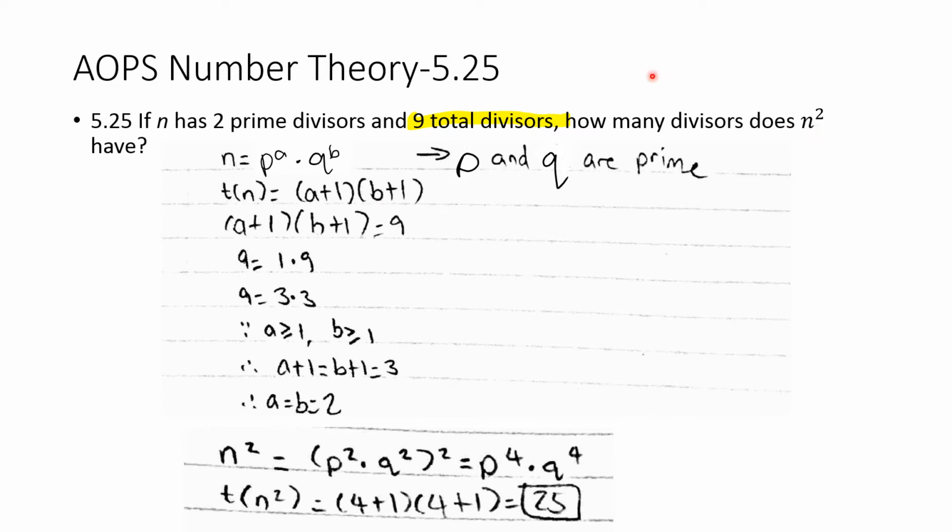So for the number of divisors n squared has, n squared would be equal to (p squared times q squared) in brackets squared, which is equal to p to the power of 4 times q to the power of 4. So the number of divisors n squared has would be (4 plus 1) times (4 plus 1), which is 25.